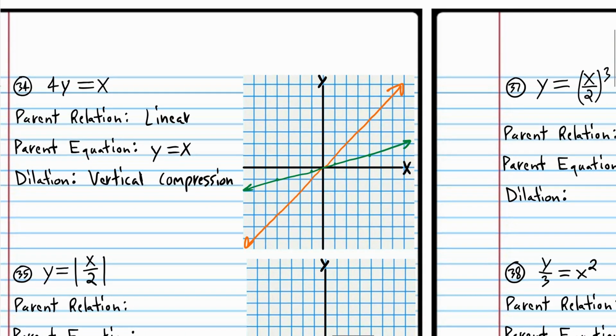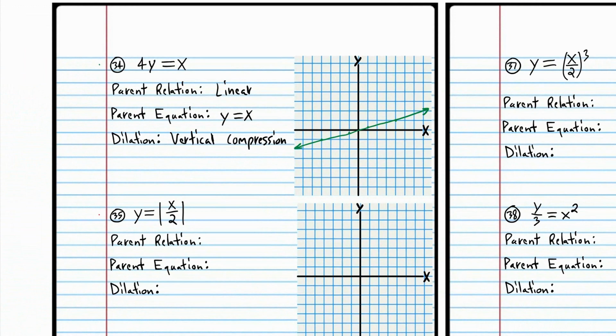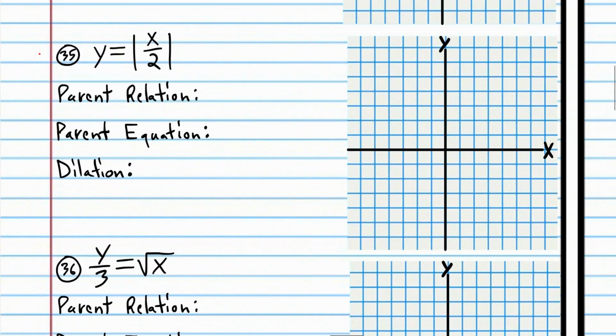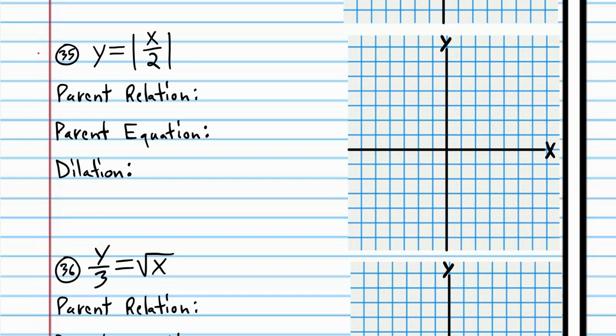So that was a vertical compression. We're taking the orange graph and we're pushing up on it and pushing down on it to turn it into the green graph. If you got that one right, good job. Okay, so let's do this one together.